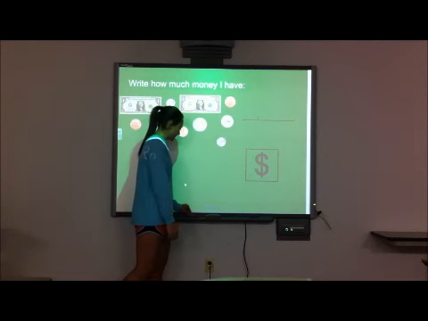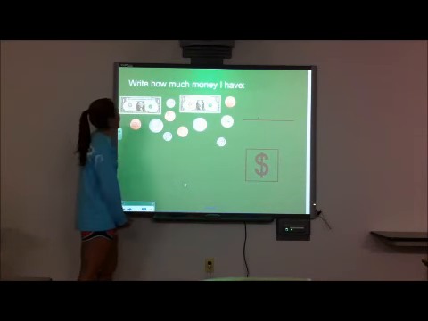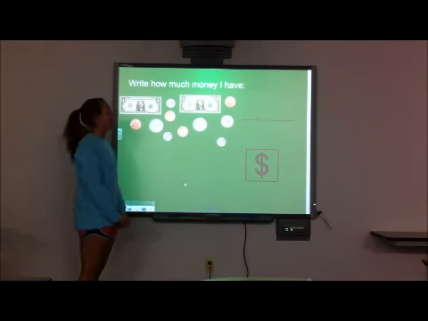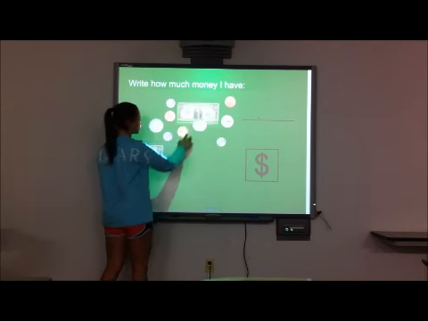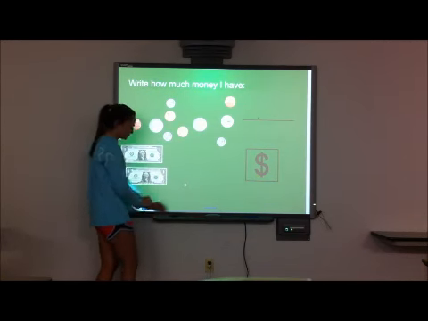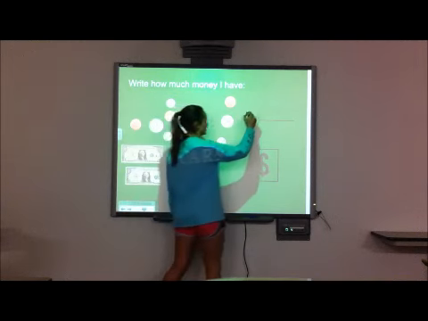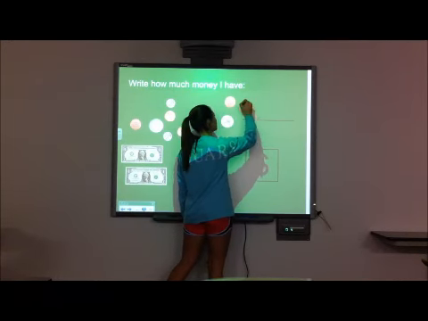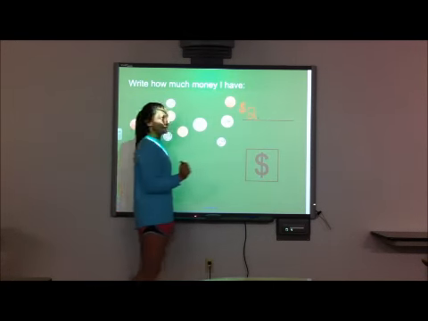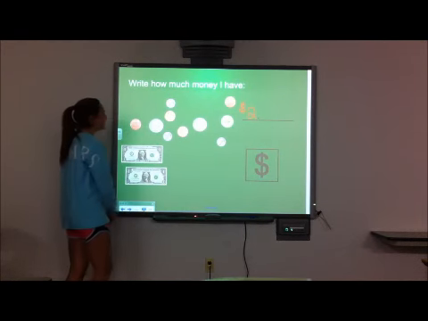This is an activity to see if we know how to tell money. Write how much money I have. In this case, we have 1, 2 whole dollars. In that case, it would go in front of the decimal because they're whole. We have to use our dollar sign to indicate that we are using money.